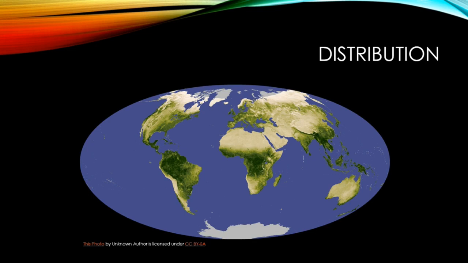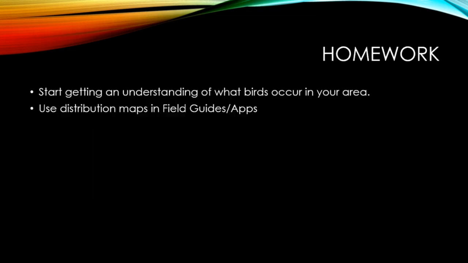So if you've got a good field guide, it will have a distribution map of that bird, and you can work out whether it occurs in your area or not. So it's a very important thing to really sort out between similar birds and get your list a little bit smaller. So a bit of homework for you again. Start getting an understanding of what birds occur in your area. Have a look at your field guides, look at the distribution maps, and try and make a list of the birds that occur in your area. And it gives you a good start.